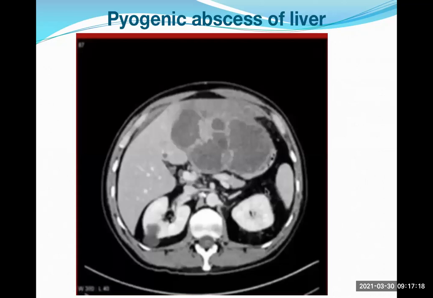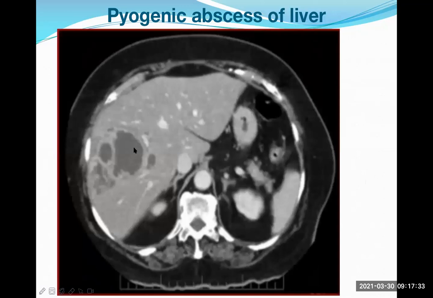Now, see there. This is the CT scan, which is showing pyogenic liver abscess. See there, this is the abscess site in the liver. Okay, here is another one. So abscess. This is a hypoechoic, hypoechogenic shadow in the liver, because it is a pus collection inside the liver. So the whole organ here is the liver.